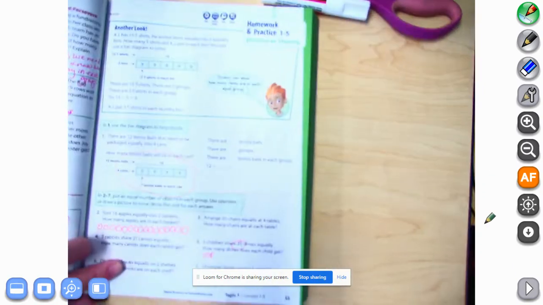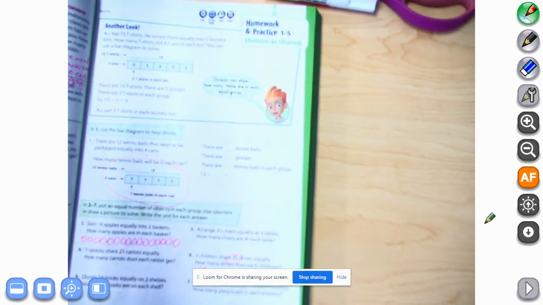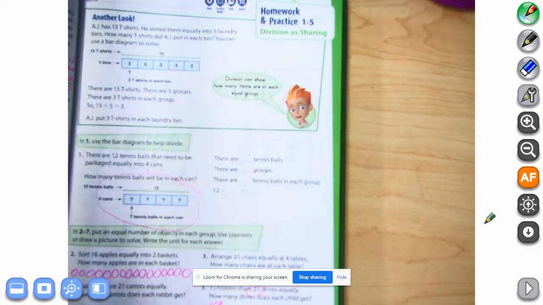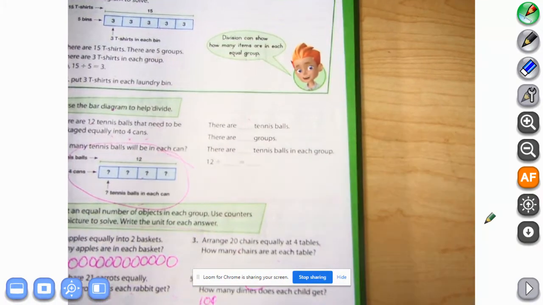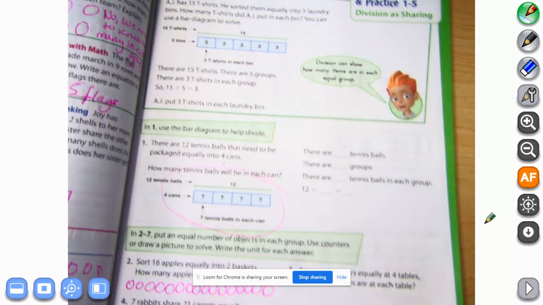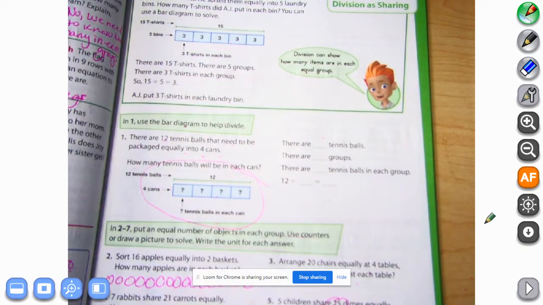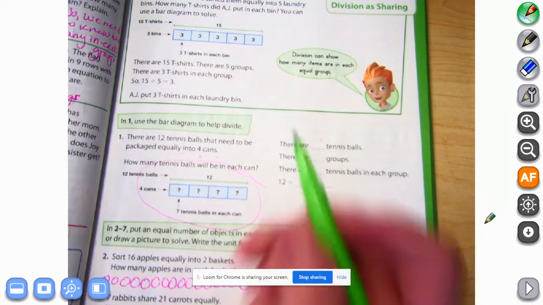Let's see, bring this down here. Hopefully you can see that a little bit better. Okay. All right, so we're going to be correcting page 35 and page 36. So let's start on page 35.